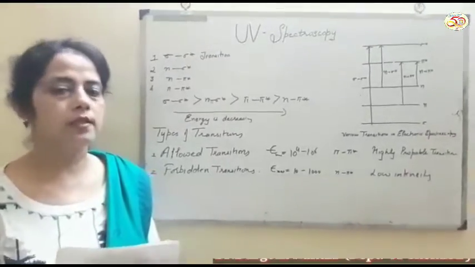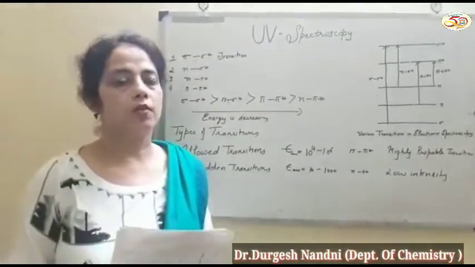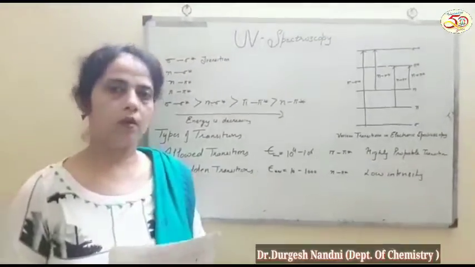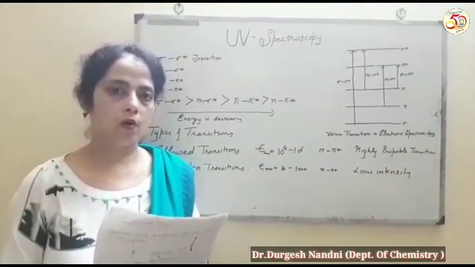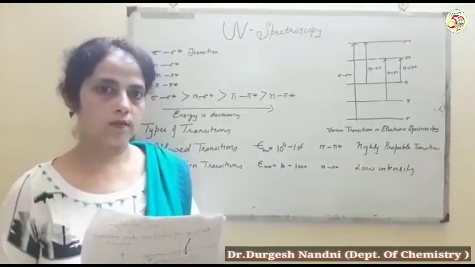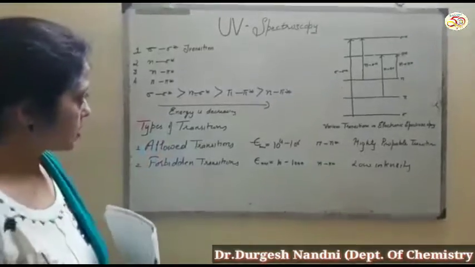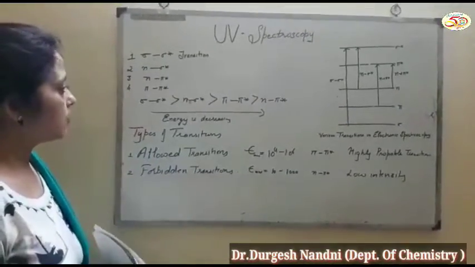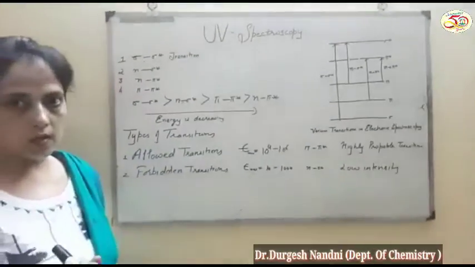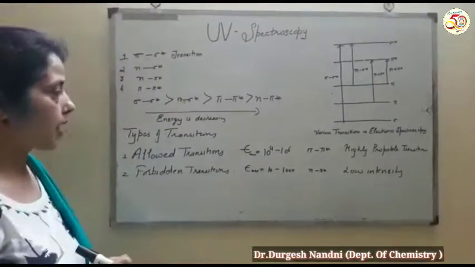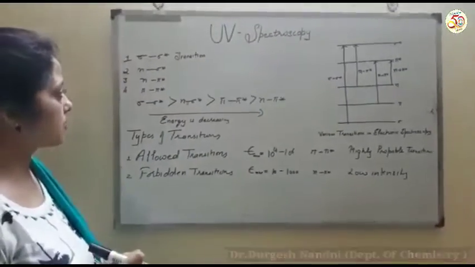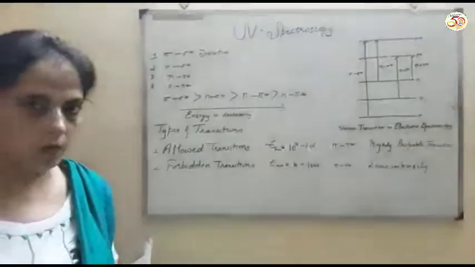Dear student, in this lecture we will study the effect of chemical environment on the type of electronic transitions. In the previous lecture we have studied there are four types of electronic transitions: sigma to sigma star, n to sigma star, pi to pi star, and n to pi star transitions.